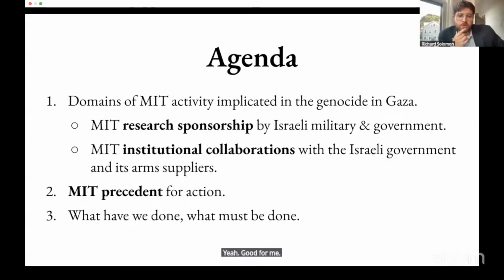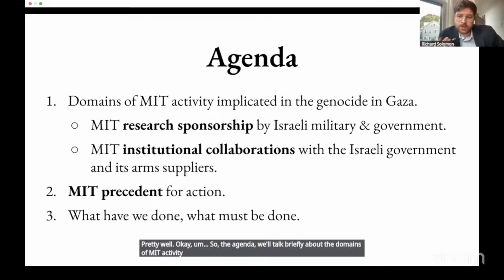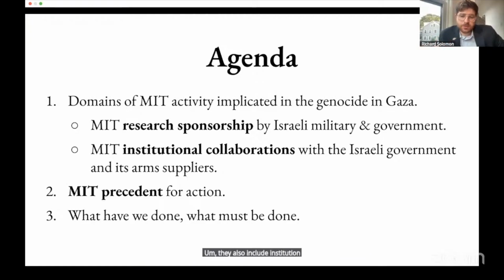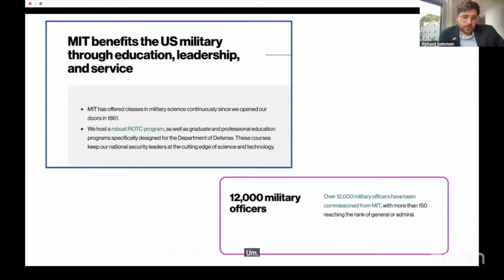The agenda will talk briefly about the domains of MIT activity that are implicated in the genocide in Gaza. These include research sponsorships by the Israeli military and government. They also include institutional collaborations with the Israeli government and its arms suppliers. We'll discuss some of the MIT precedent for action, what we've done in the past and what must be done in the future.